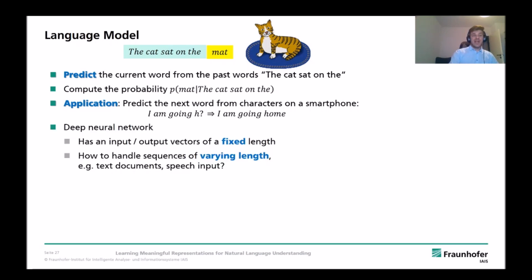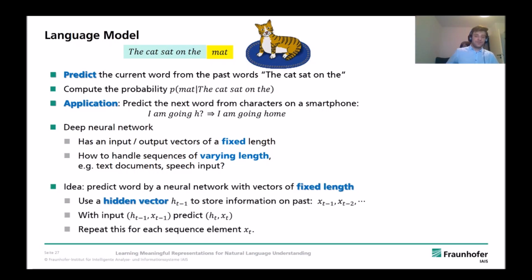Language models can, for example, be deep neural networks, or are nowadays deep neural networks. And they also, of course, have fixed length input vectors and output vectors. In order to handle sequences of varying length, we need something different than we had until now, namely recurrency. So the idea is we have a neural network, we try to predict a word with this neural network with vectors of fixed length, and we store the information about the past in a hidden vector, as it is done in recurrent neural networks.